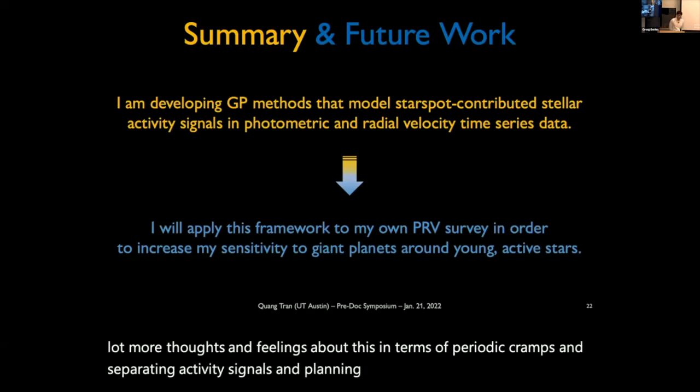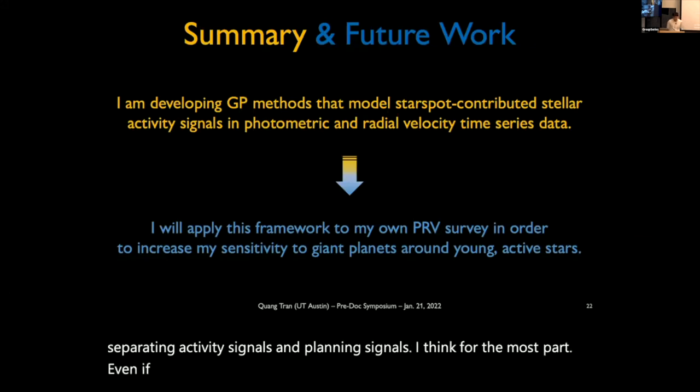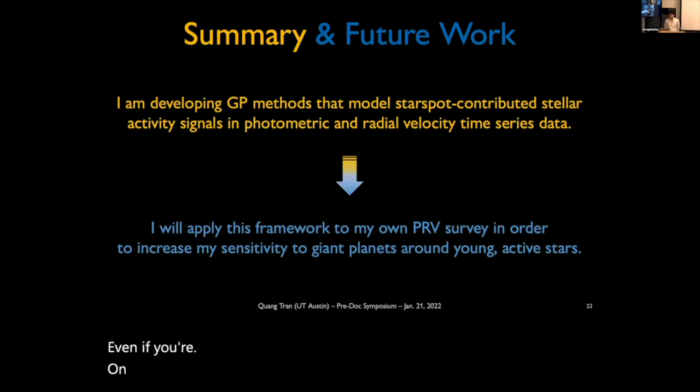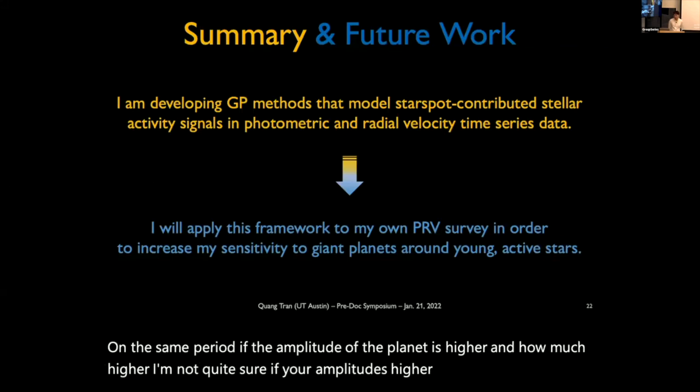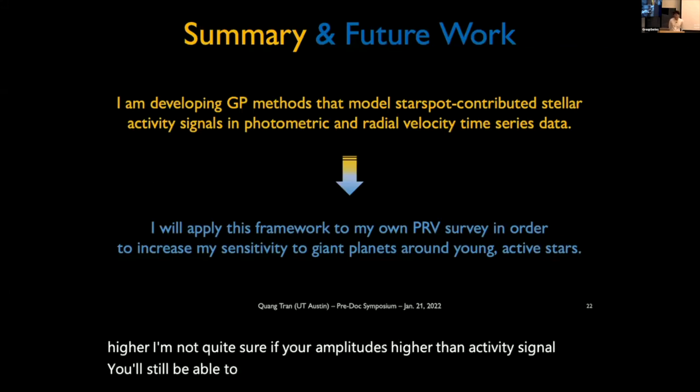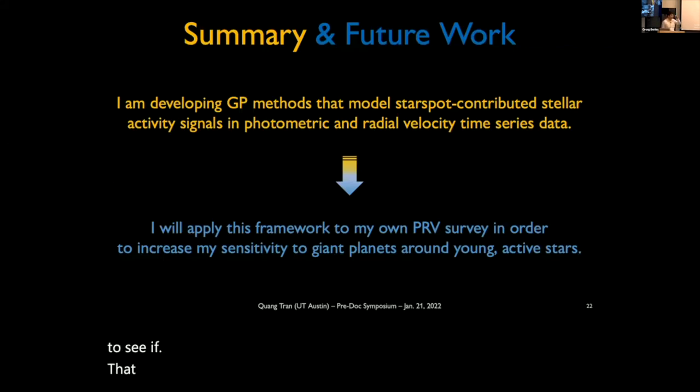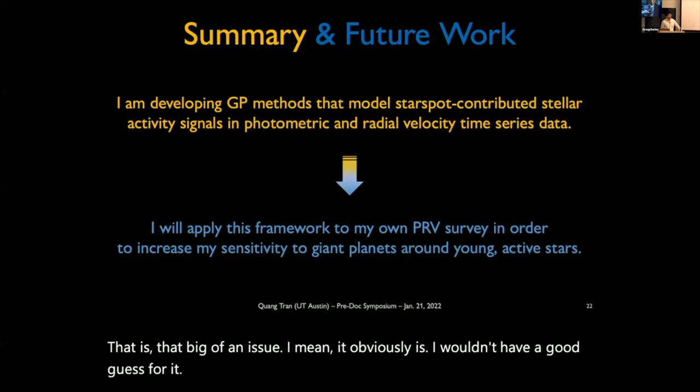I think for the most part, even if you're on the same period, if the amplitude of the planet is higher, and how much higher, I'm not quite sure, if your amplitude is higher than the activity signal, you'll still be able to recover. But I haven't done fully, even toy tests to see if that is that big of an issue. I mean, it obviously is. I wouldn't have a good guess for it until I play around with my own data.